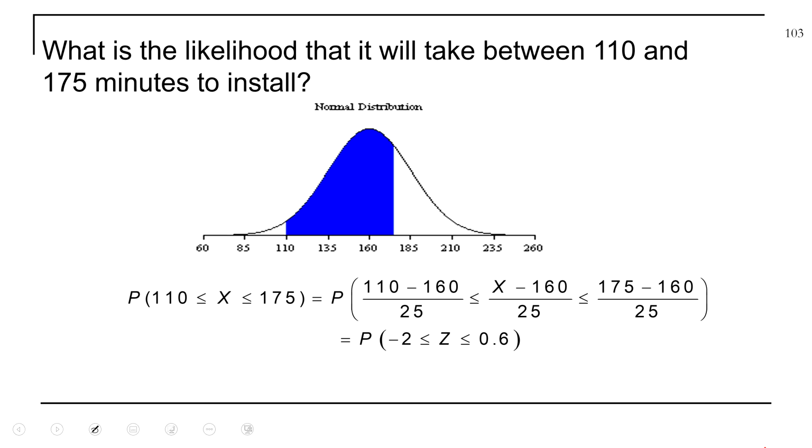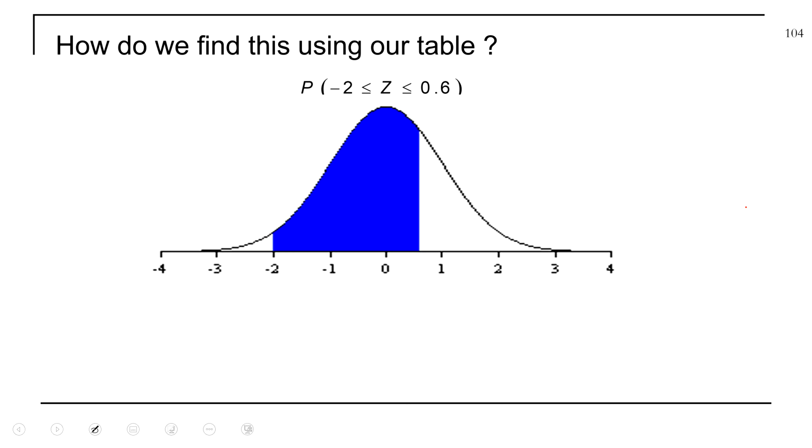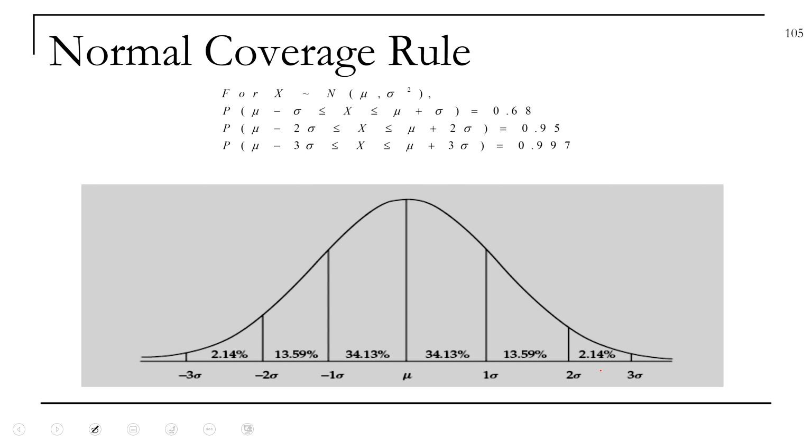What's the probability it'll take between 110 and 175 minutes to install? We want to find this probability. It's a probability statement about x. You z-score everything in sight, and it becomes a probability statement about z. And then you can easily use your z-table, and again, you would do F of 0.6 minus F of minus 2, which you find from the z-table. How do we find this using our z-table? I just did it on the previous slide. I should read ahead. You find F of 0.6 minus F of minus 2, and then you're good to go.